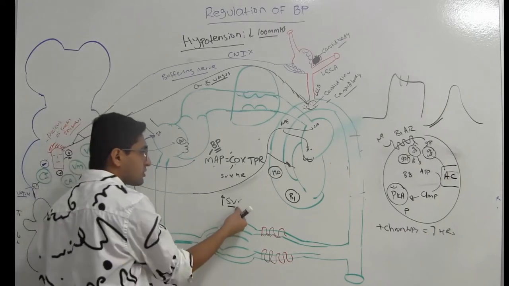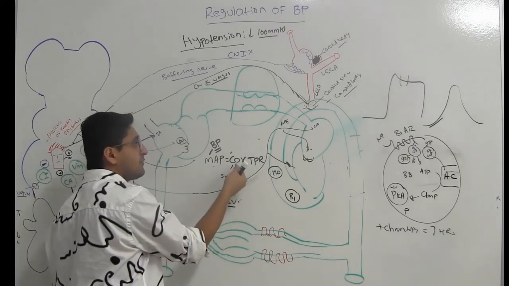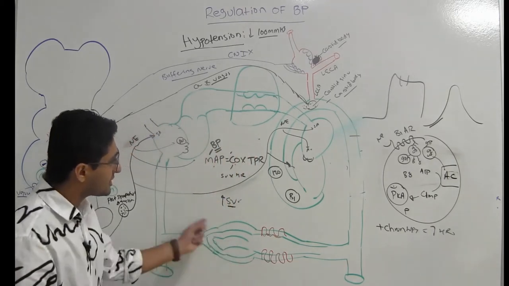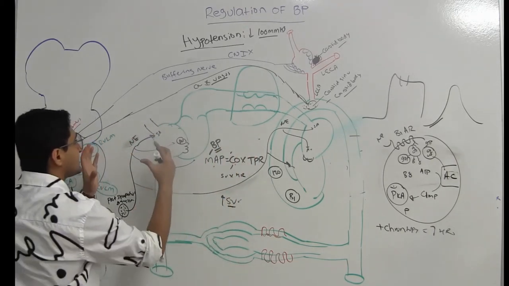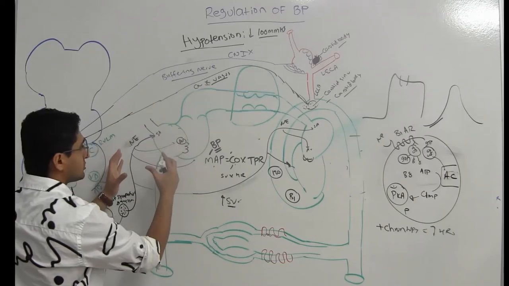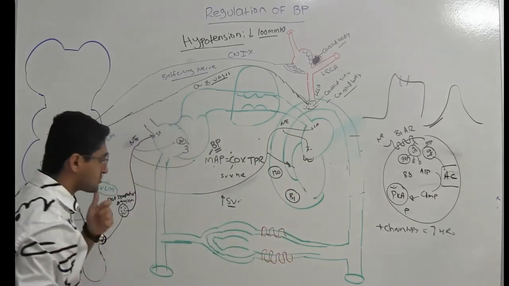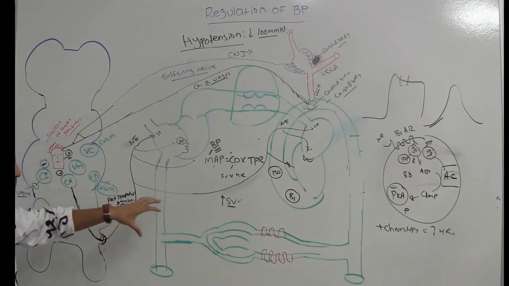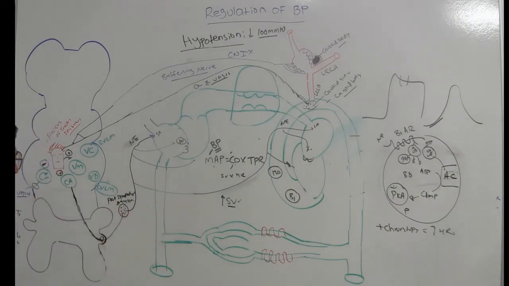Or I can simply say, if your stroke volume goes up, your cardiac output goes up. If your cardiac output goes up, your systolic pressure goes up, and your blood pressure goes up. That is the whole idea here, and this is happening on both sides. Now that is one mechanism of this cardiovascular center, how you're trying to increase the blood pressure.